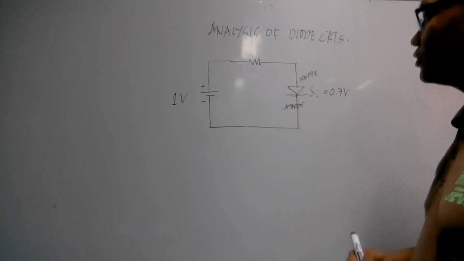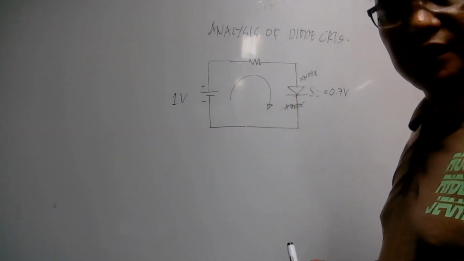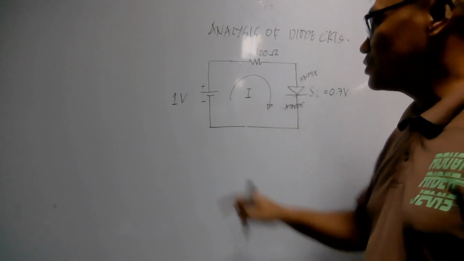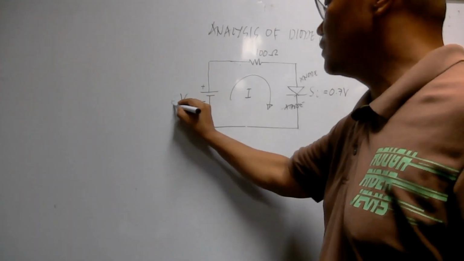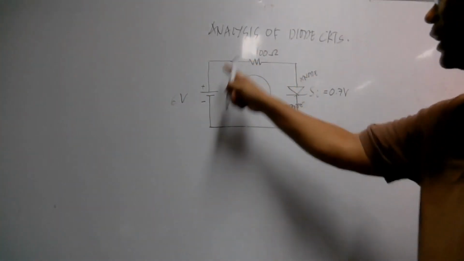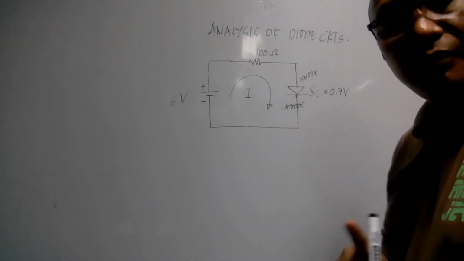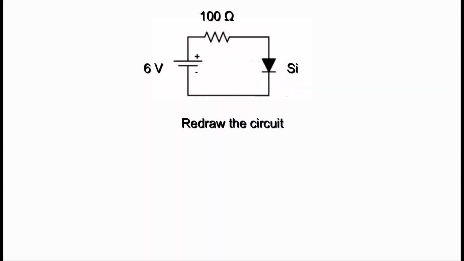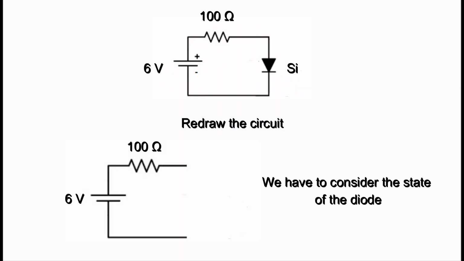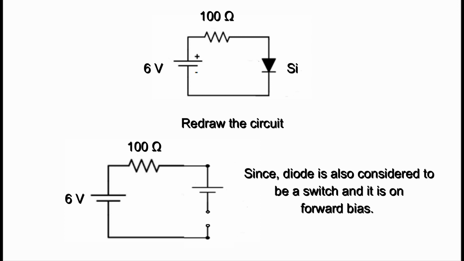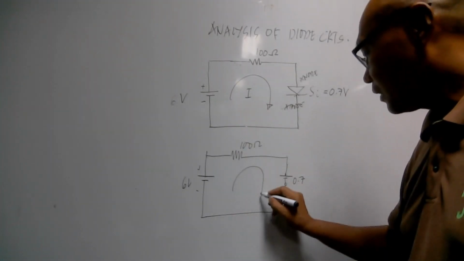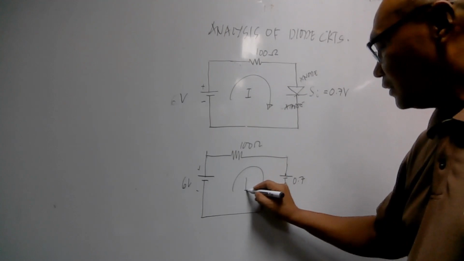Let us try now to solve the current that is flowing in the circuit. Let's say that our resistor is equivalent to 100 ohms and our supply is equal to 6 volts. So how are we going to analyze the circuit? Since rule number 1 is already considered, we now go to rule number 2. We have to redraw the circuit. This is now the equivalent circuit of our silicon diode, which is in forward bias. With it, we could easily compute now the current I.